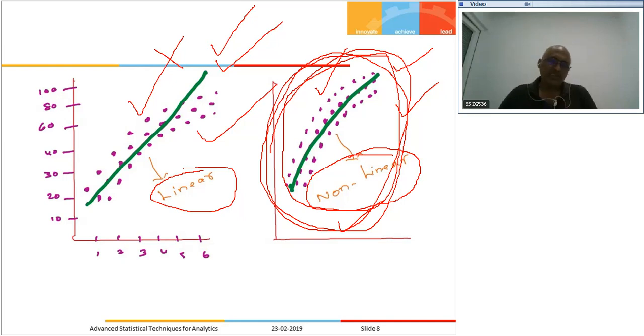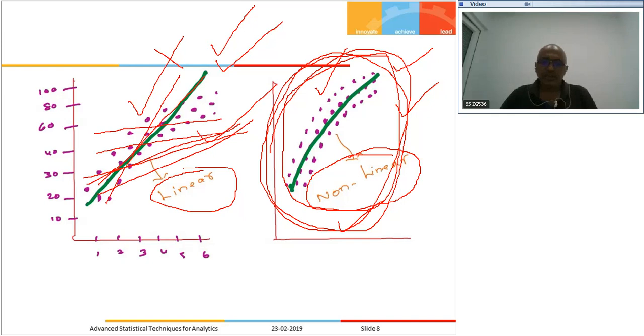Now if you see here, how many lines can I have? I can have a line like this, I can have a line like this, right? Many lines I can draw. So which one is correct? Which one is important for us? Which one is optimal for us? The optimal line is the one where most of the points are nearer to it.